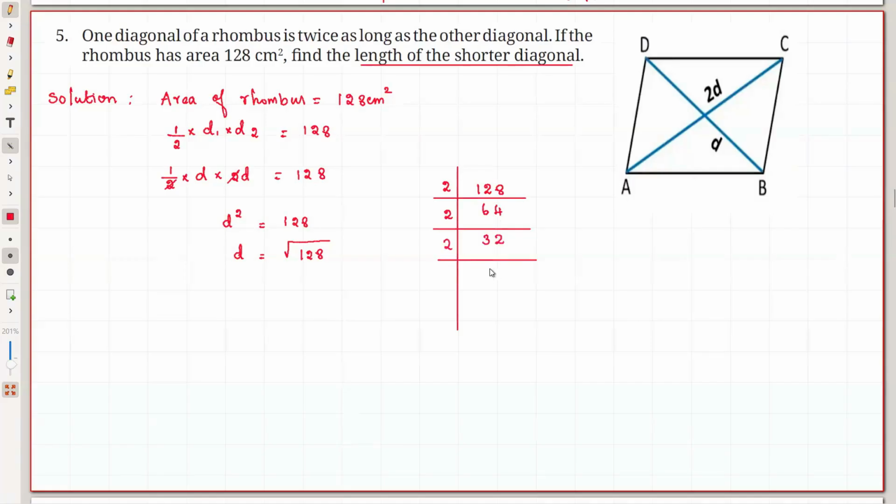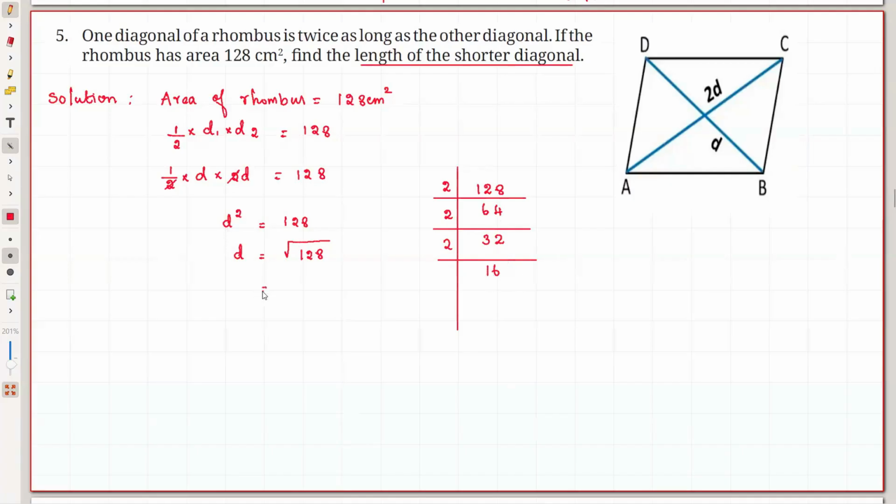Next, 2 table, okay, 16. Okay, 16 is a perfect square number. We can just keep it as it is. Correct? Or you have to do it continuously. So 16 is a perfect square number. I'm just keeping up to this, right?